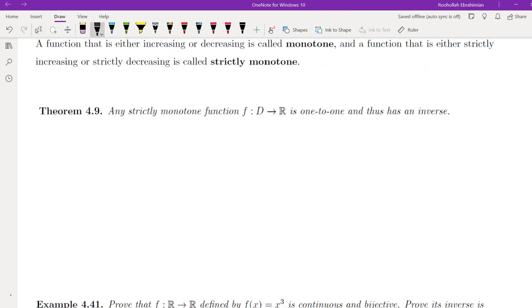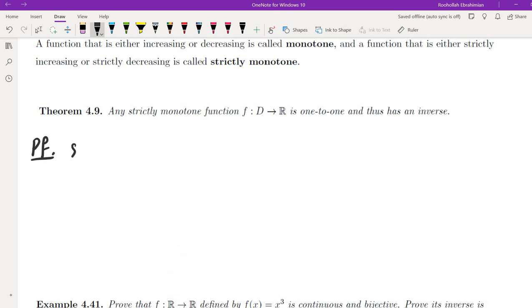Okay, so the first theorem. This one is a very basic theorem. Again, this is not really a theorem from real analysis or advanced calculus. It is more of a theorem from an introduction to proof class, so it doesn't have anything to do with continuity or any concepts of real analysis. Any strictly monotone function is one-to-one and thus has an inverse. The reason is, if you have a function that is strictly monotone, then it must be one-to-one, because you cannot have f of x equals f of y unless x is equal to y.